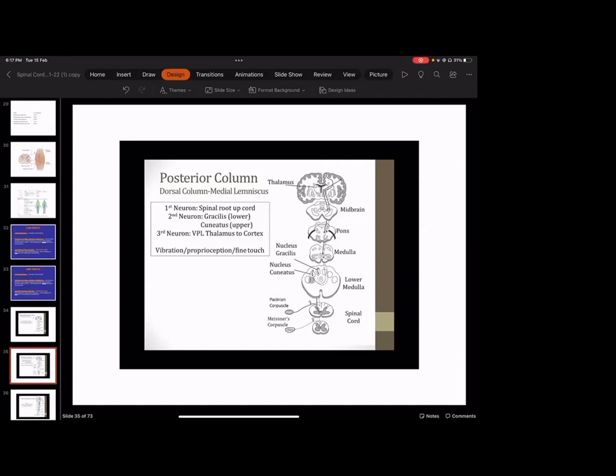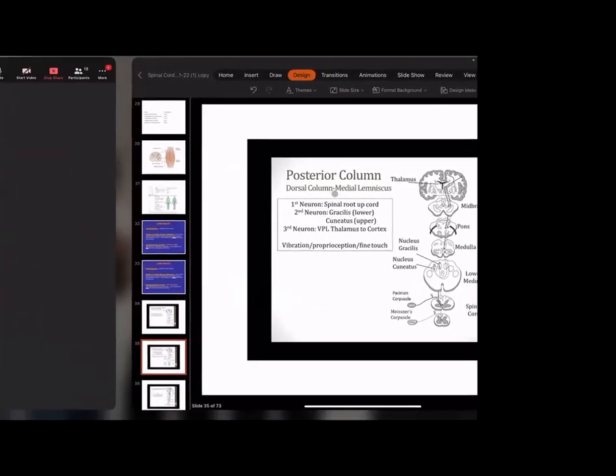So again, I'll repeat that. Information comes from the spinal root and goes to the cord. From the cord, it goes all the way up, switches at the lower medulla, and then goes straight up to the VPL of the thalamus, and from there to the cortex. And it gives you vibration, proprioception, and fine touch. I hope it's clear up till here. I really hope I'm not going that fast.